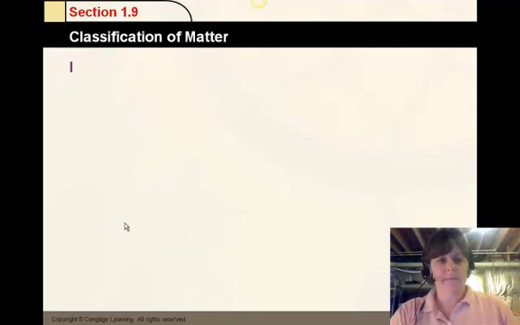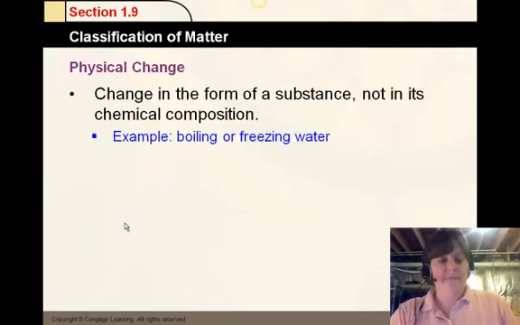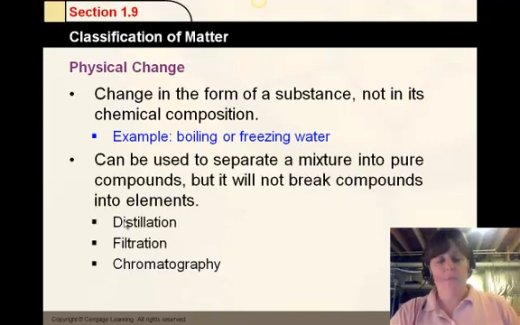And then physical and chemical change, being able to convert one thing to another. Some things change physically. Phase changes are physical, a change in the form of a substance and not its chemical composition, like boiling or freezing. We can separate mixtures pretty easily. Distillation, filtration, and chromatography are things we talked about in intro, and you need to remember those meanings and the fact that you can separate things physically that way.